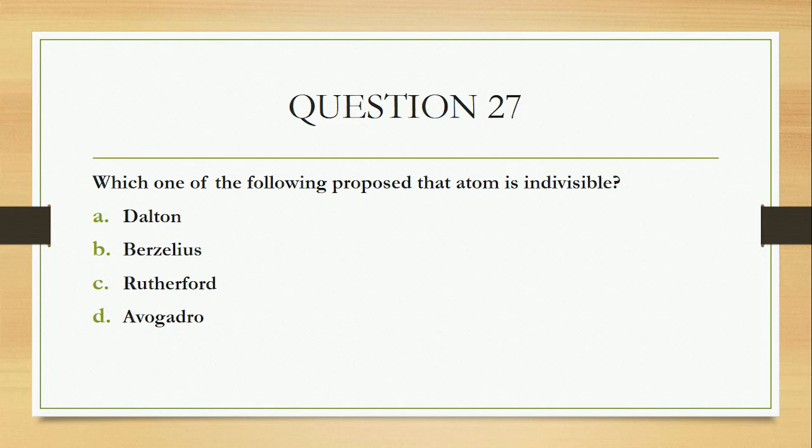Now the next question is, which one of the following proposed that atom is indivisible? Option A, Dalton, option B, Berzelius, option C, Rutherford, or option D, Avogadro. And the correct option is option A, Dalton.